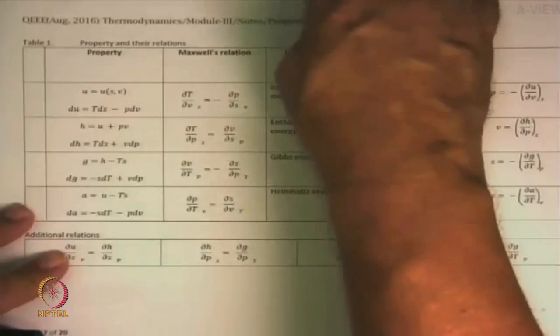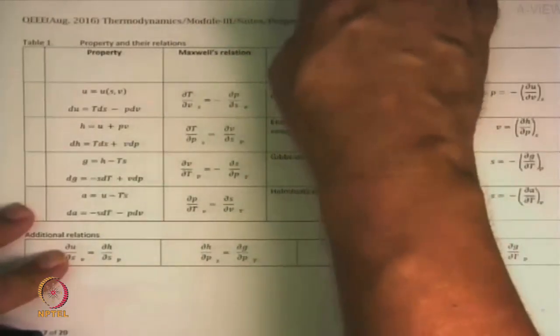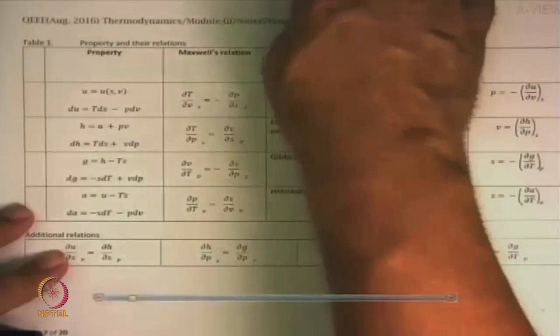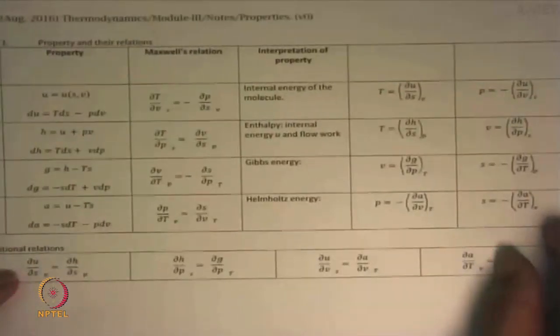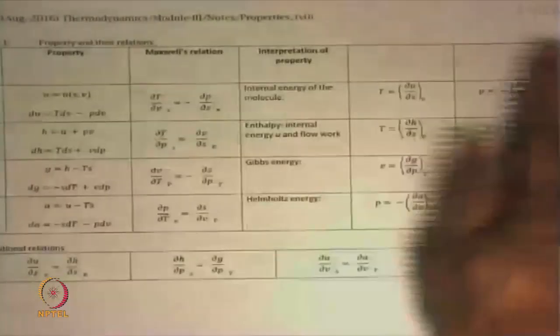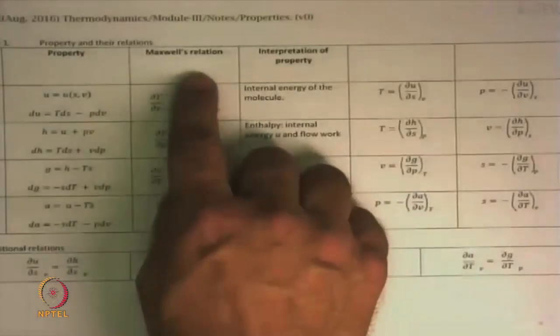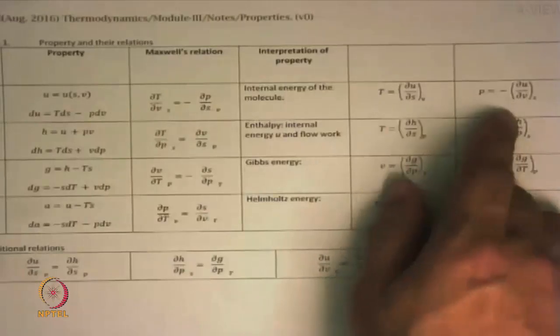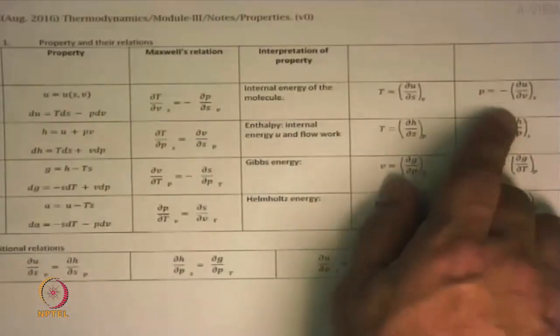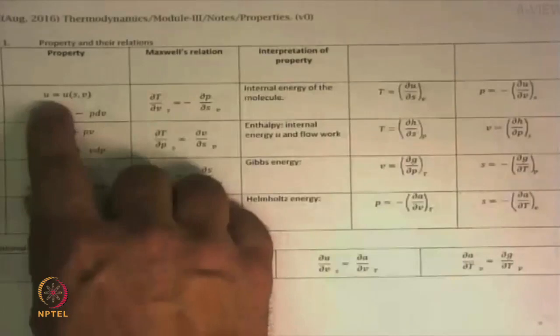And now I present a graph, a little chart, which summarizes all these properties that we have looked at. This is there in the notes. We don't need to really memorize or go deep into this, but it is good to know that all these things are there and they have an importance in thermodynamics. So here is a table. There is a property. Here is Maxwell's relations, interpretation of that property, and what functions came out of this property. So on this side we start with U.